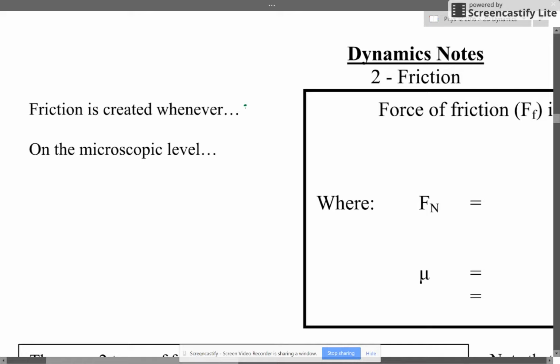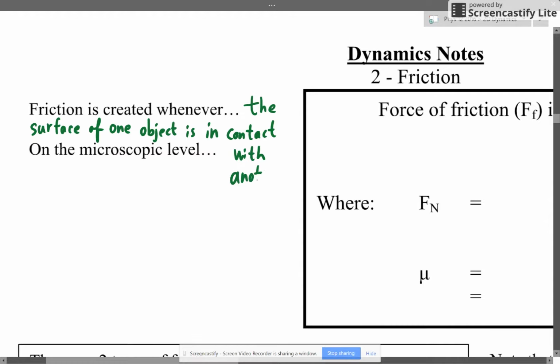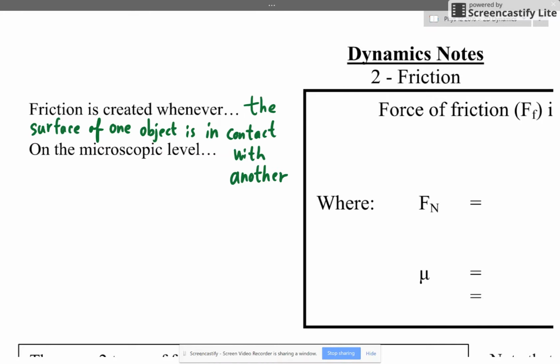Friction is created whenever the surface of one object is in contact with another. So usually we talk about surface friction. I mean, there are also, for example, friction from air resistance, friction from water resistance if you're in water. But for Physics 12, we focus on surface friction.